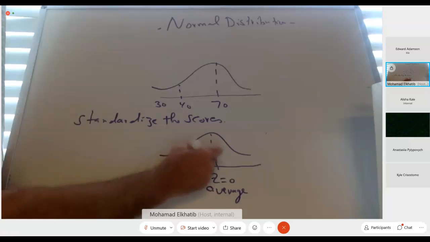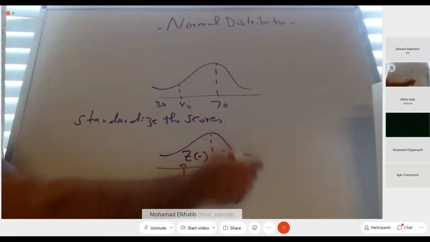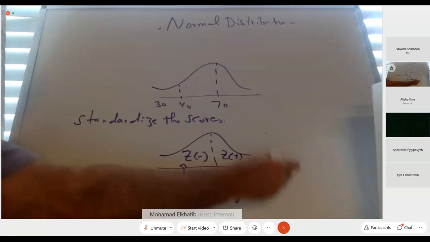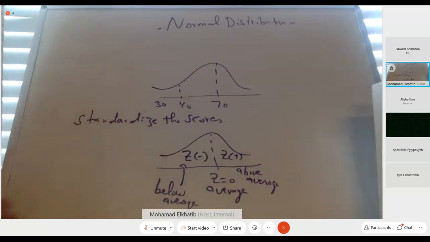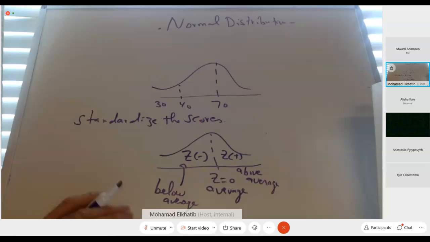Here, Z is negative means what? You are below average. And if Z is positive, it means you're what? Above average. So every score in statistics, we standardize it. We give it a Z name. So if I tell you I scored 70, you know my Z score is 0. If your Z score is very large, it means you're one of the top students in the class. If it's negative, you are below average.